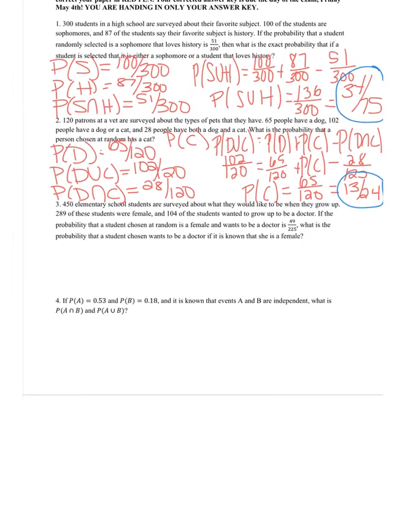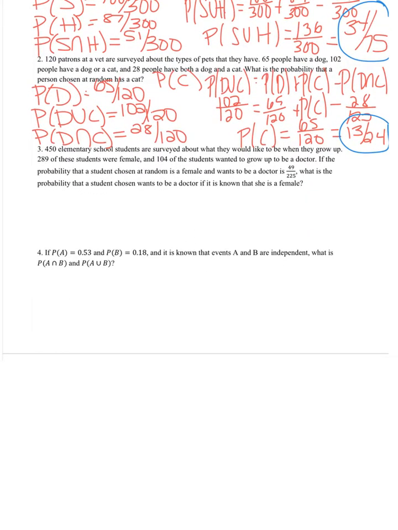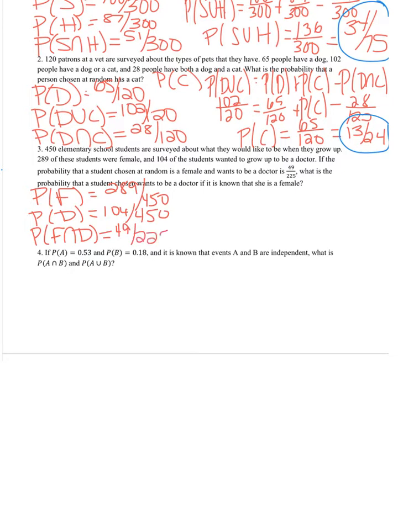Alright, for number 3, 450 elementary students are surveyed what they want to be when they grow up. 289 were female, so the probability of them being a female is 289 out of 450. Probability of them wanting to be a doctor is 104, so the probability of them being a doctor is 104 out of 450. If the probability that a student chosen at random is a female and wants to be a doctor, so and is an intersection, is 49 out of 225.